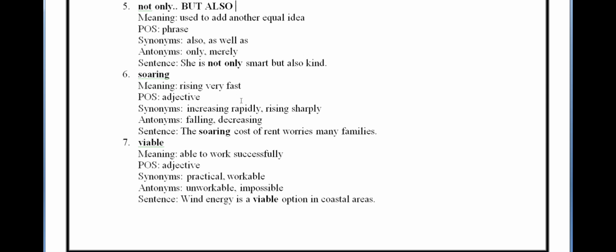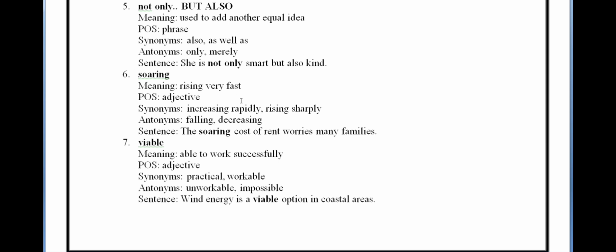Synonyms are increasing rapidly or increasing sharply. Antonyms are falling or decreasing. The sentence, the soaring cost of rent worries many families. That means the rising price of rents is a concern to many families.